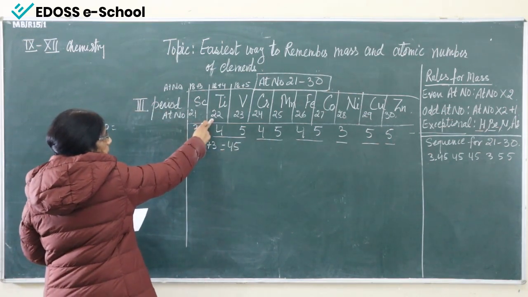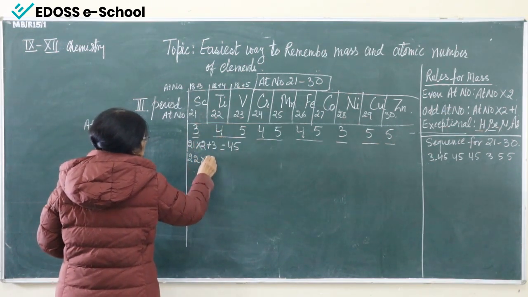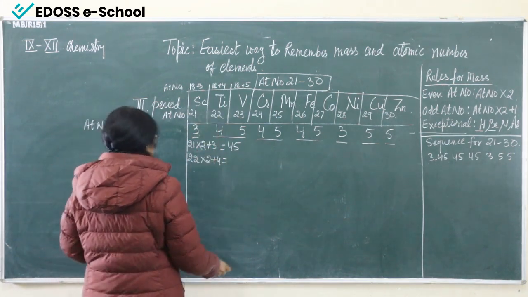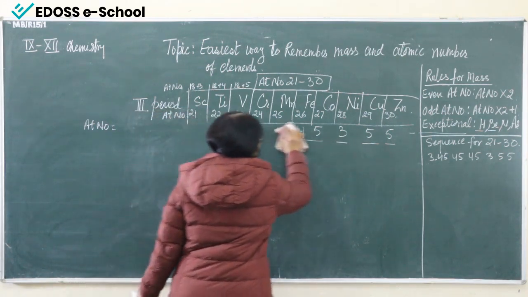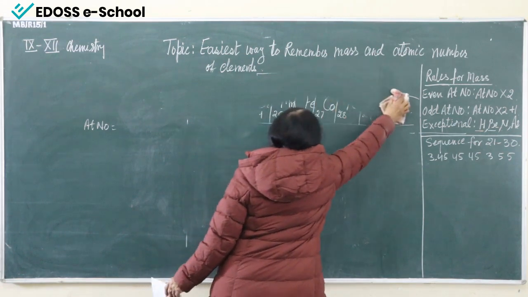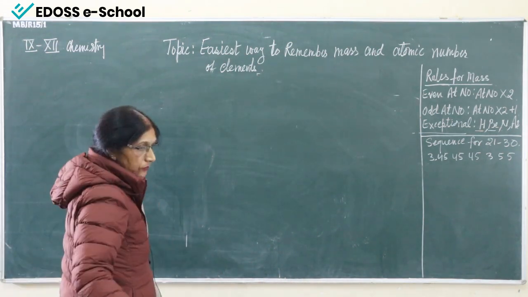Okay. For titanium this is 22, so again 22 multiplied by 2 plus 4. I can write it in this way also, so this will become easy for you to understand. This way I am writing.